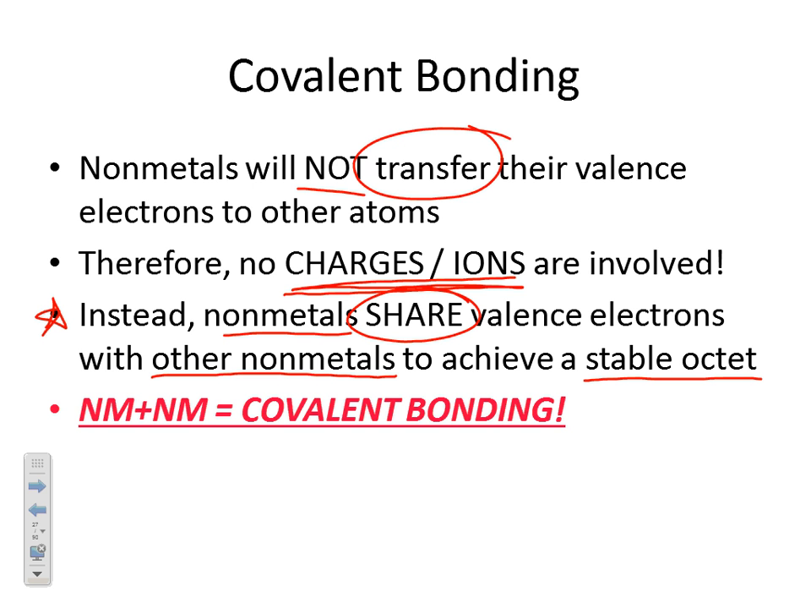So the big point is that instead of transferring and having ions, now we're sharing electrons, and we're only looking at nonmetals. So if we have multiple nonmetals in a compound, we know we have covalent bonding, and we know we're going to have this sharing of electrons.